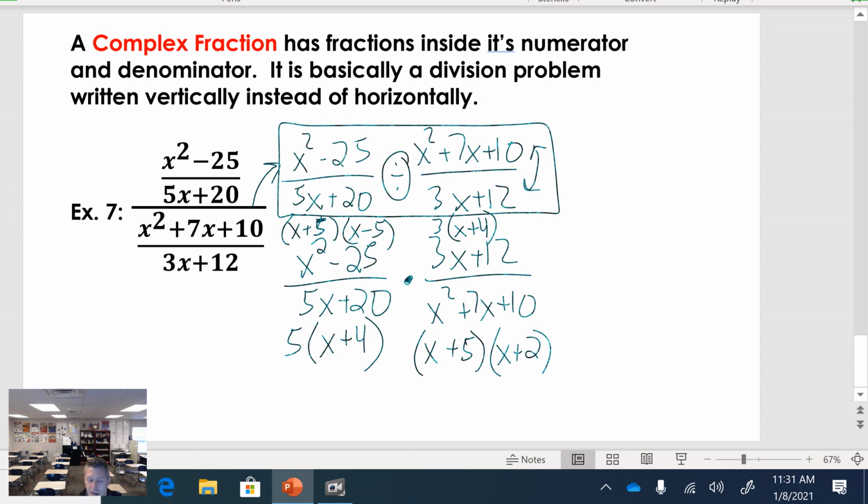All right, now that we have all of that set up, we can look for anything that's going to cancel out. We see that we have an x plus 5 and an x plus 5, so those are gone. We see an x plus 4 and an x plus 4, so those are gone as well. Then we've got x plus 2, x minus 5, 3, and 5, so nothing else there. So we would now have 3 times x minus 5, and we'd have a 5 times x plus 2.